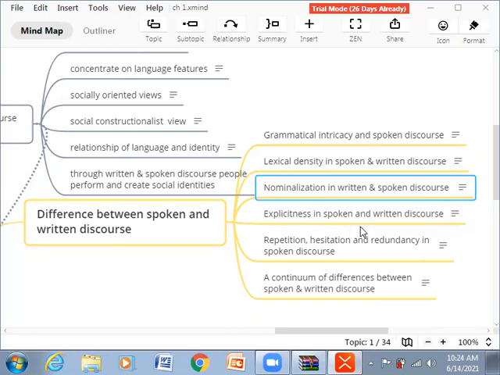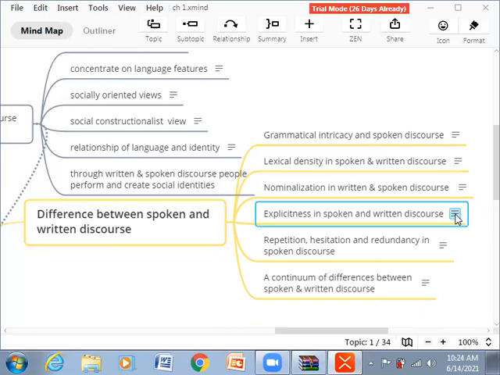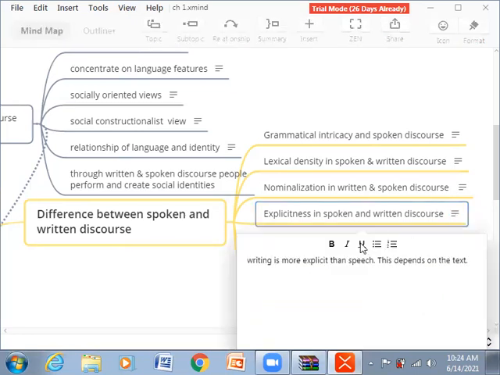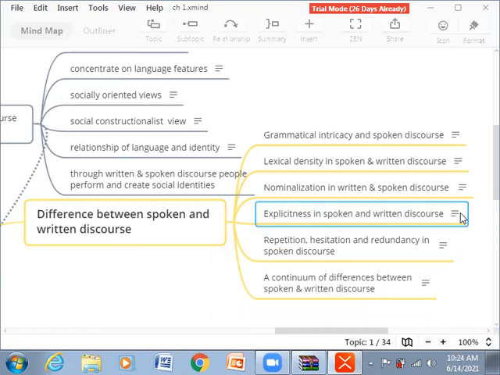Explicitness in spoken and written discourse. Writing is more explicit than speech. This depends on the text. That writing is more vast than spoken discourse.